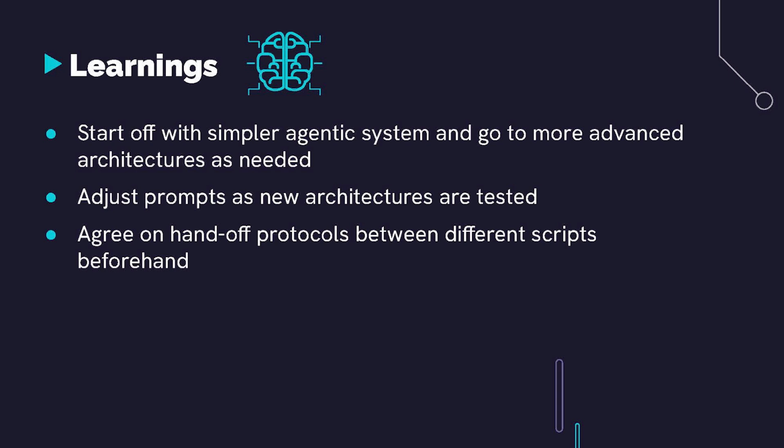The things that we learned were mainly to start off with a simpler architecture to begin with. The idea is that it's easier to build on it rather than to condense a more complex system. And to adjust the prompts, because we figured that prompt engineering actually gave us a bigger boost in performance than any sort of adjusting the agentic system, so having multiple agents interact with each other.